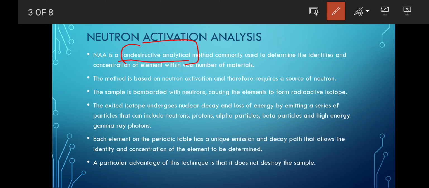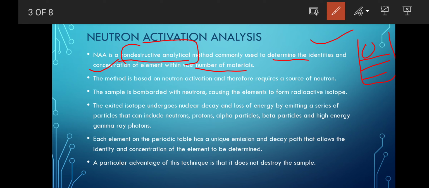In the last video lecture we also saw spectroscopy, right? It was also a non-destructive method. This is commonly used to determine the identities and the concentration of the elements in a vast number of materials. In a small sample, even a tablespoon of a particular compound, there will be many different types of elements combined together, so it can differentiate each and every element in the material.